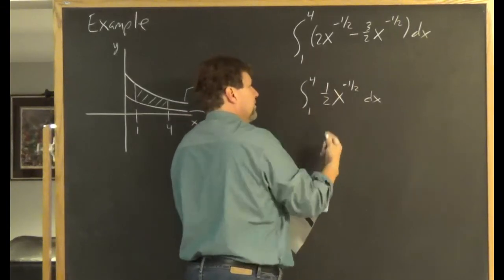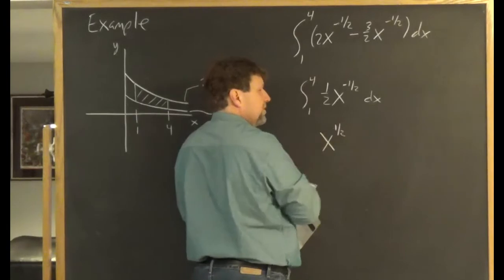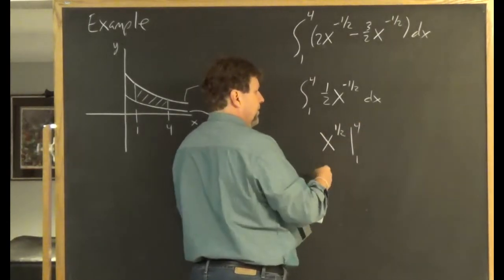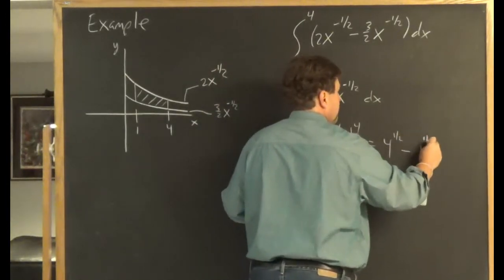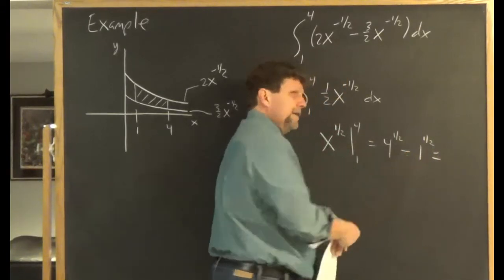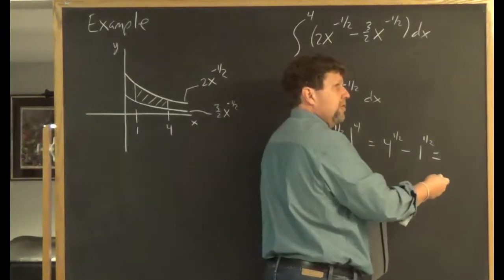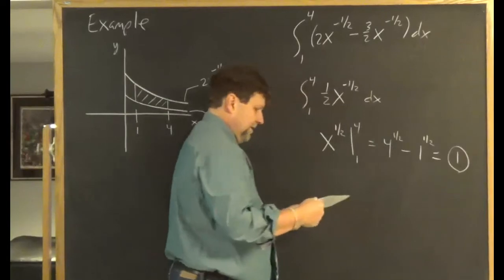The antiderivative of that, how friendly is this? It's just x to the 1/2. And the fundamental theorem of calculus quickly gives us 4 to the 1/2 minus 1 to the 1/2, which is square root of 4 minus square root of 1. Square root of 4 is 2. Square root of 1 is 1. 2 minus 1 is 1.